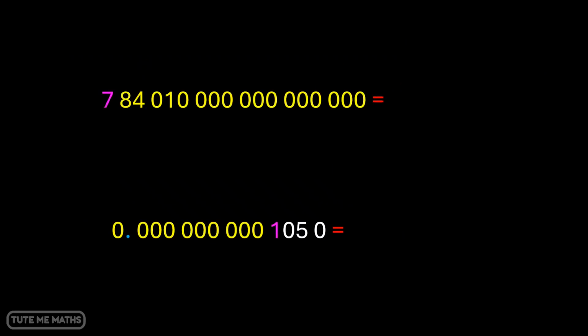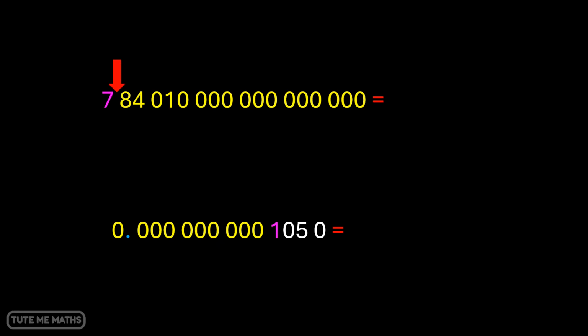You might like to pause the video and try these two yourself. You should immediately realize that the first number is more than 10, so its power of 10 will be positive, whereas the second one is less than 1, it's a decimal, so its power will be negative. Now we just need to figure out the values of the powers by counting the digits between the original position of the decimal point and its new position, which is always after the first digit that isn't a 0.